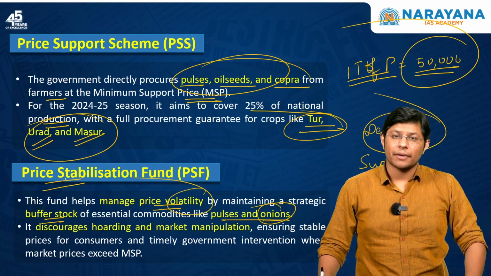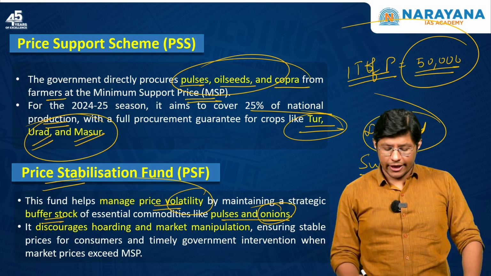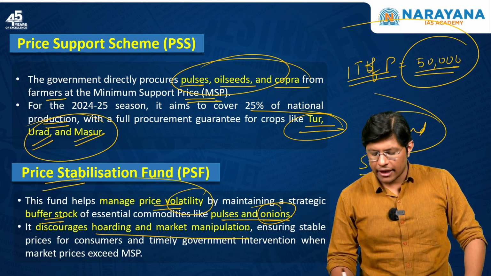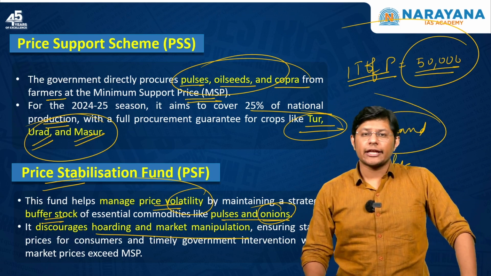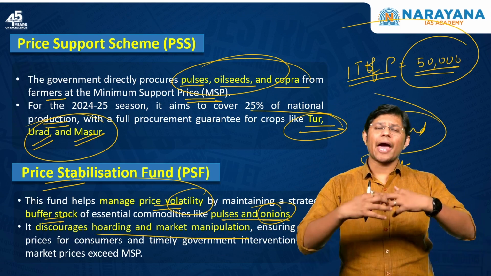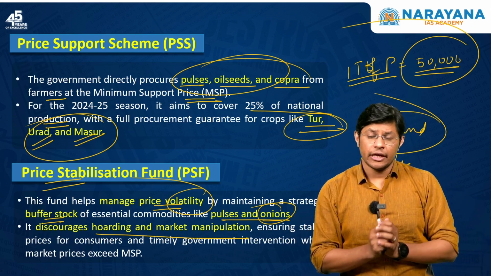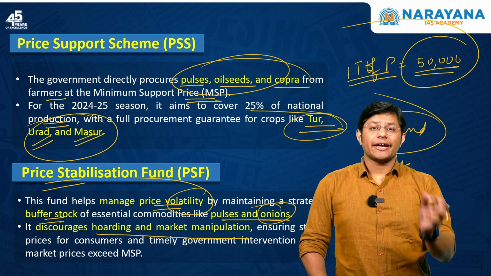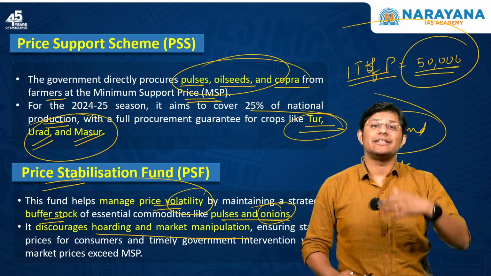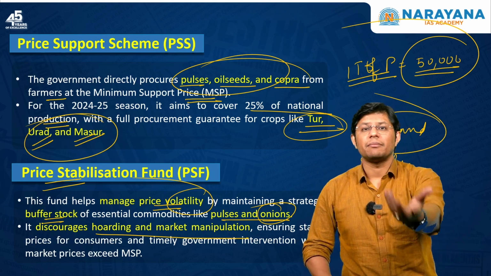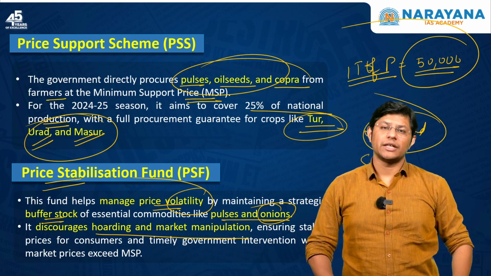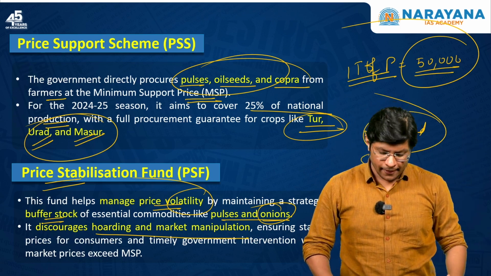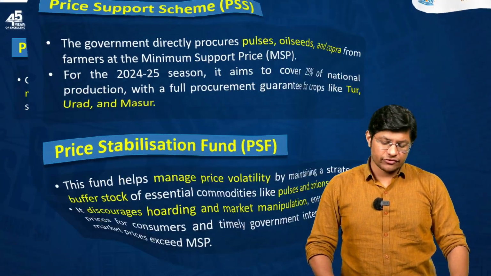This is known as Price Stabilization Fund. It also discourages hoarding and market manipulation. At times, what these holders do is they buy ample crops from the farmers. They do not sell in the market. They intentionally make sure that there is a deficit of crops in the market. And when the prices go up, they sell their crops, thus making huge profits.